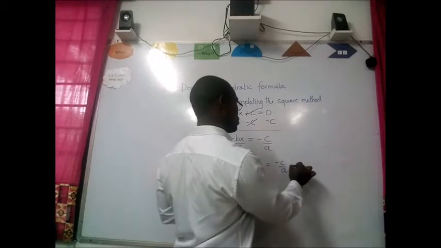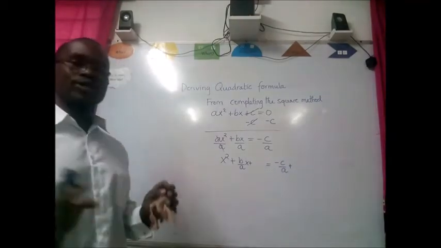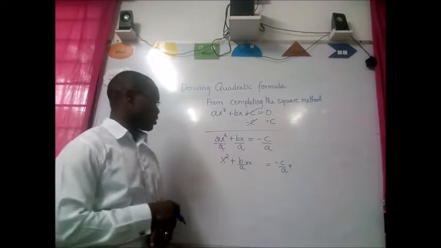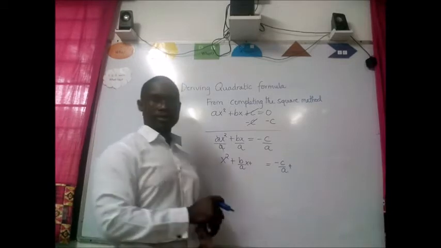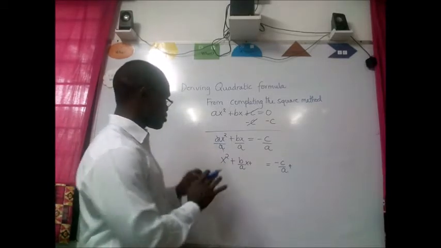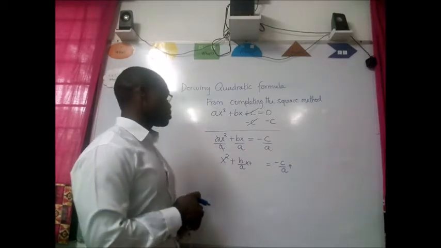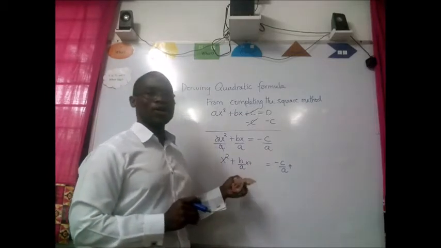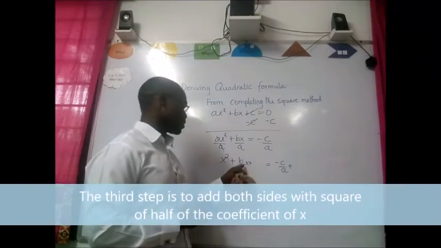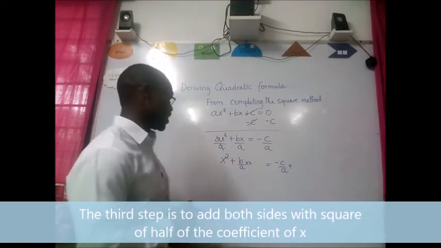There is something to be added here, as we always do, so that we get a perfect square. It will be easy for us to solve, since we are solving for x in terms of a, b, c. So now we need to know the coefficient of x, the number attached to x, which is b over a.